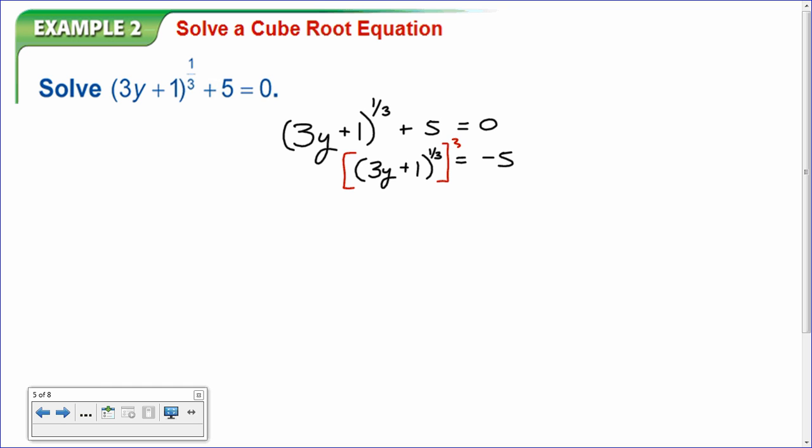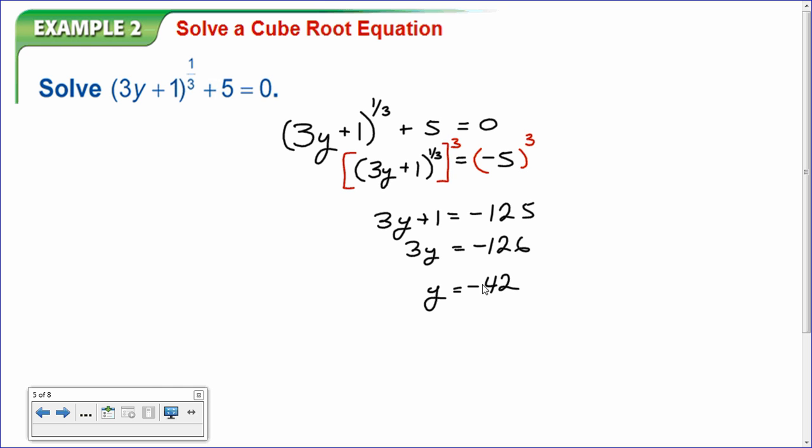Take this to the third power, take this to the third power. This will result in just the 3y plus 1, and this results in negative 125. Now solve this equation. Alright, I'm going to need to subtract 1 from both sides, so that's going to be negative 126. This will be 3y. Now I divide both sides by 3, y equals negative 42. Now check your answer.